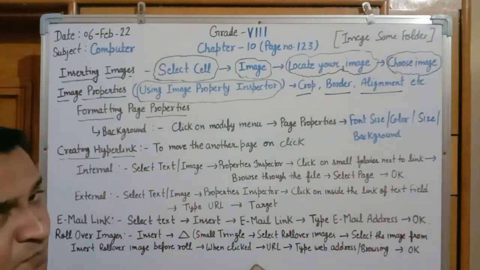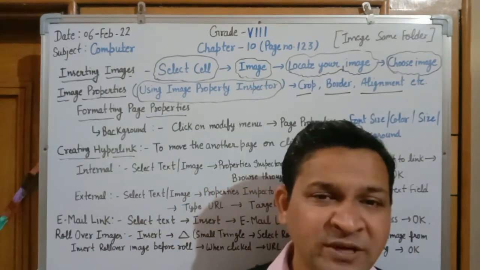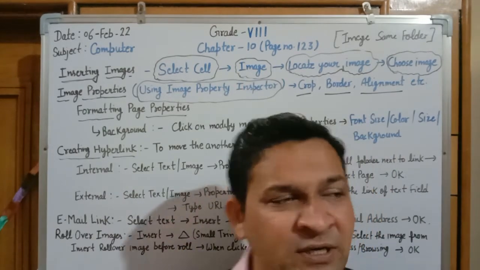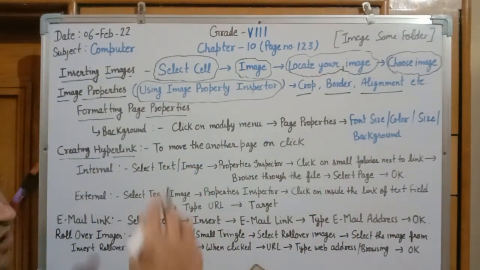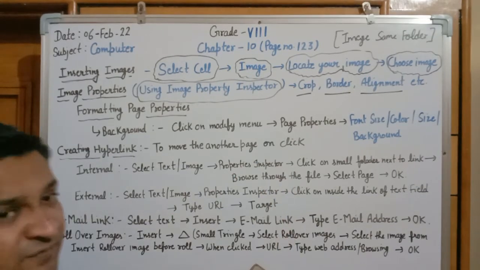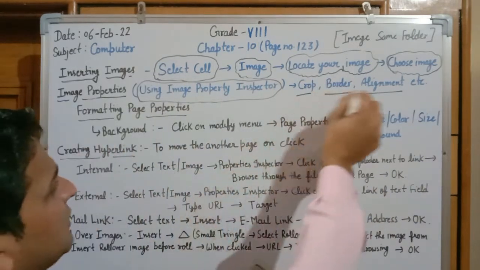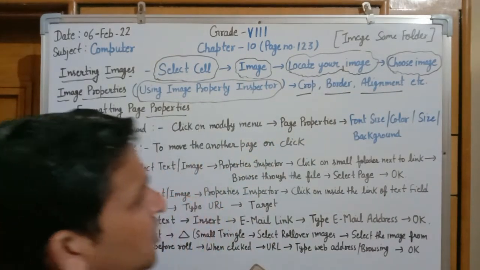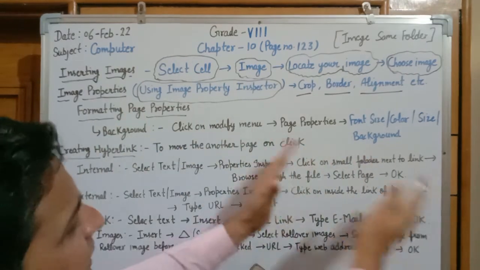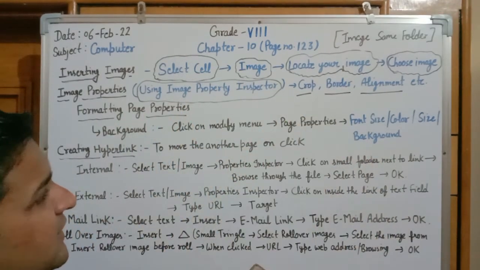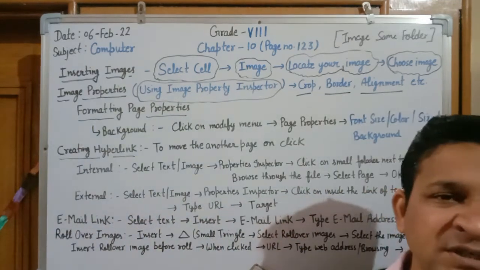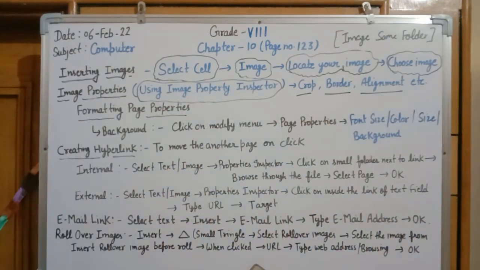Crop means to reduce the size of the image, to select the area which you want to insert from the image. Border means the boundary of your image: which color boundary, which size boundary, and how thick the boundary is. This is the property of border. And alignment tells the position where you are inserting the image: the left side, right side, top or center position. This is the alignment. So you can add all such properties to an image with the help of the property inspector tool. In that you will set the values and your image will be settled.